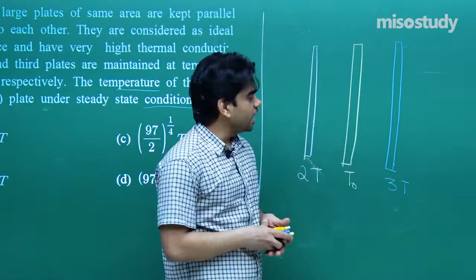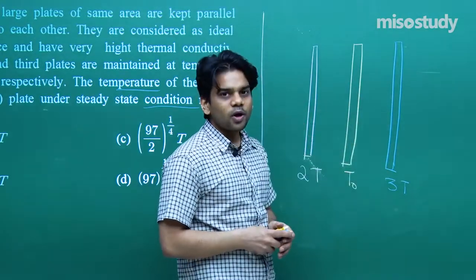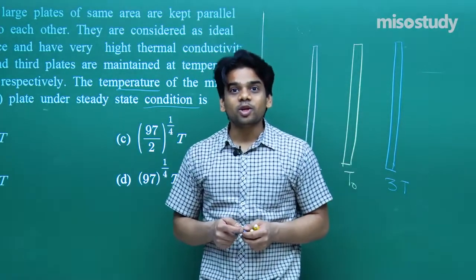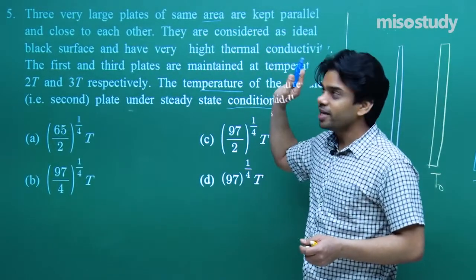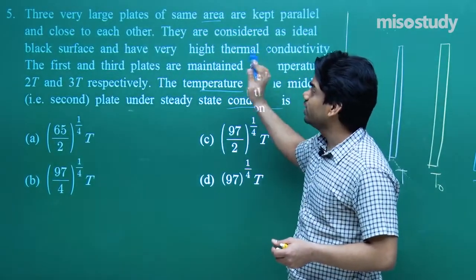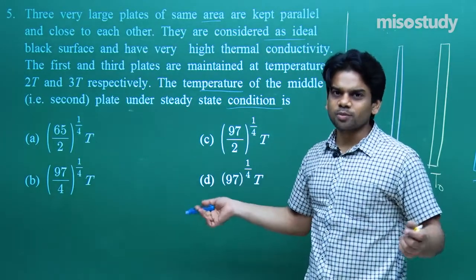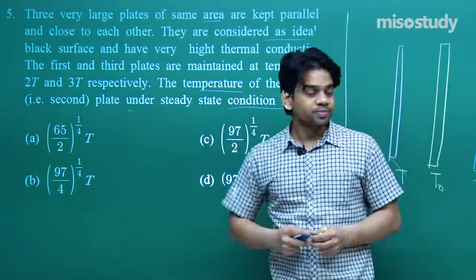Now as per heat flow, heat will start flowing from here to here and then from here to here. We all know the formula that will be valid is sigma A T to the power 4. Three very large plates of same area, kept parallel and close to each other. They are considered as ideal black surfaces, so we need not use the value of emissivity. Sigma A T to the power 4 will be enough. They have very high thermal conductivity.